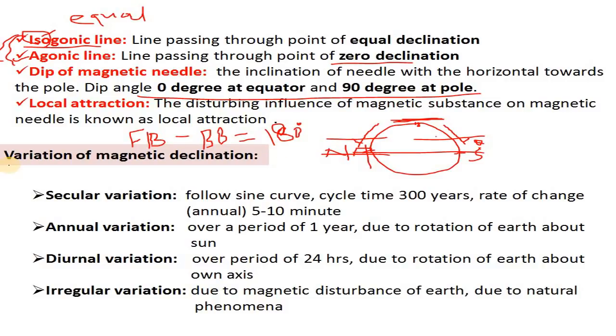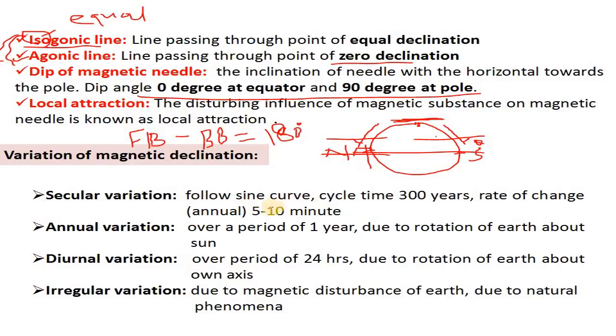Now, variation of magnetic declination. Since the magnetic meridian varies, magnetic declination also varies. There are some types of variation, called secular variation, annual variation, diurnal variation, and irregular variation. These are some types of variation of magnetic declination.